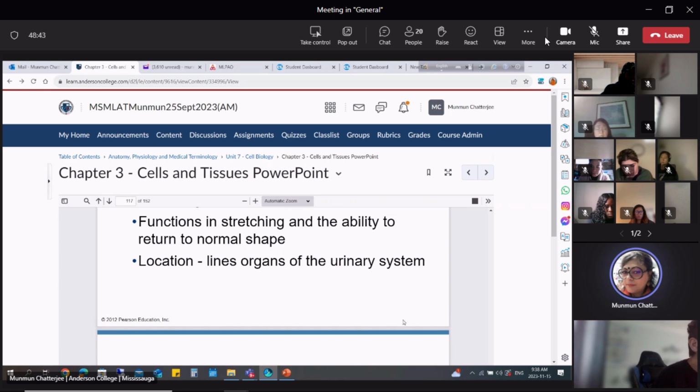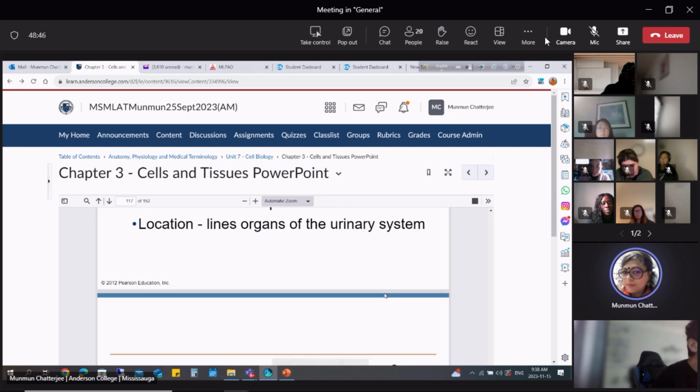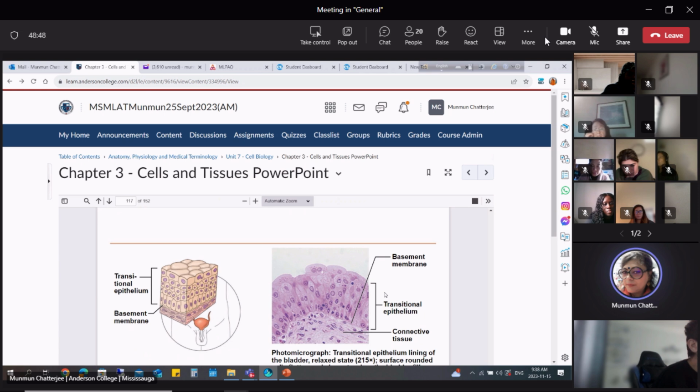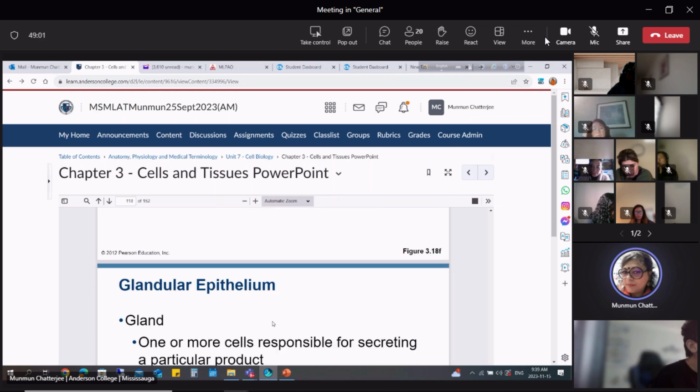Location: it lines organs of the urinary system, because in the urinary system there is contraction so that the urine or the filtrate can pass from one chamber to another area. So this is called the transitional epithelium.